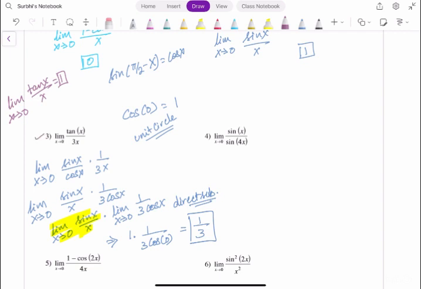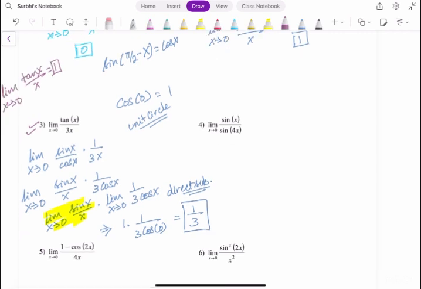If you know the property that the limit as x approaches 0 of tangent x over x is 1, then this is the long way of solving it. So whatever makes sense to you. Question number 4. Now we have sin x, and in the denominator we have sin 4x.